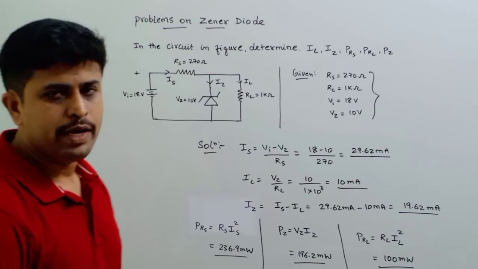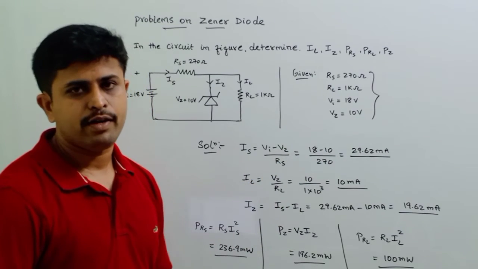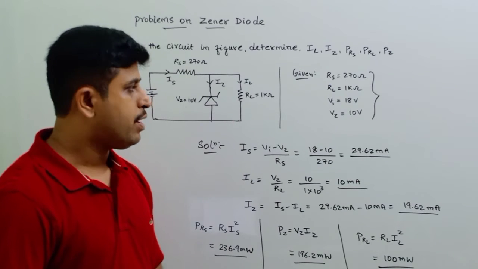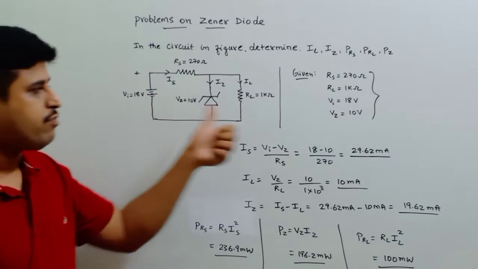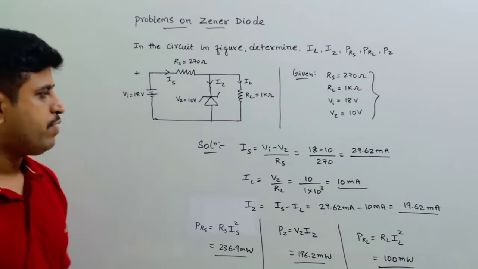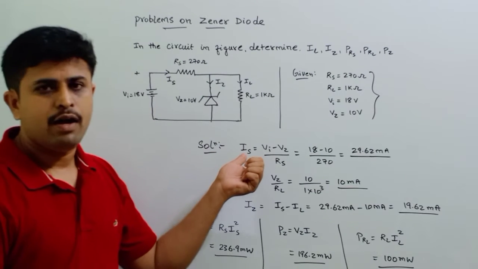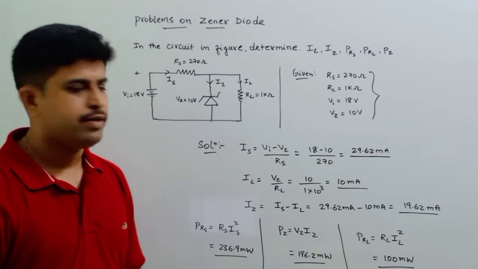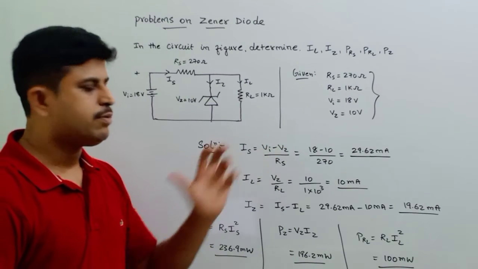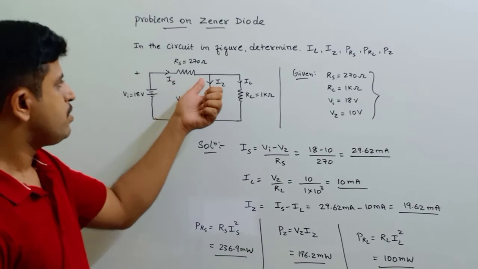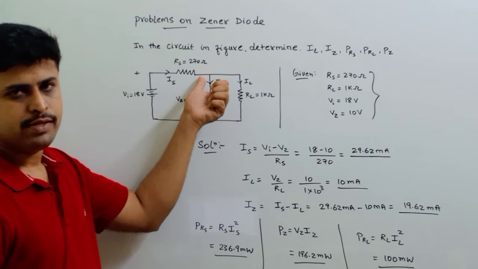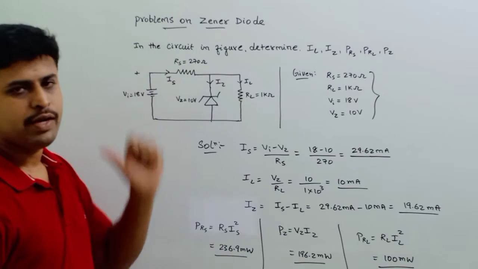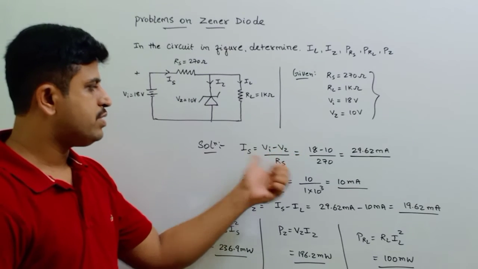Before we calculate, first we'll just write down the given data from the circuit here. So Rs is 270 ohm, RL is 1k ohm, and Vi they have given 18 volts, and Vz they have given 10 volts. Fine. So we know that already we have these equations with respect to Zener diode as a voltage regulator. So Is is given by Vi minus Vz by Rs. Or else you can write from here: the voltage here is Vi, the voltage at this end of the resistor is Vz. So Vi minus Vz by Rs, that is your Is.